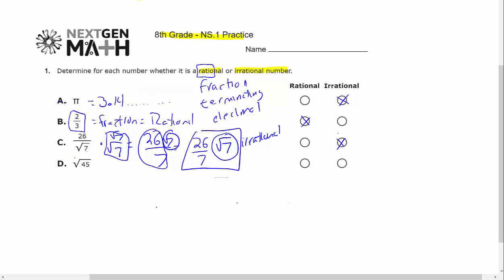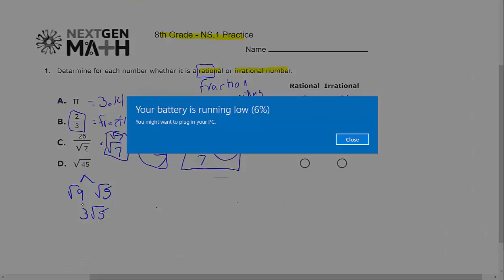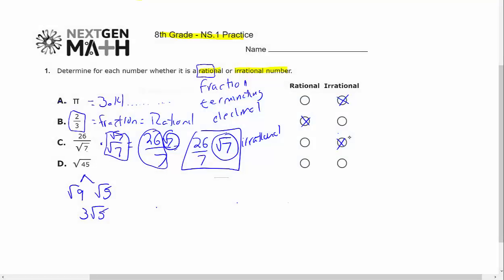And then the last problem, radical 45. Do a little factor tree. We can go radical 9 times radical 5. Radical 9 is the same thing as 3 times radical 5. And so for the same reason that we had previously, we have the square root of 5, which is irrational, multiplied by a rational number 3, and so that number is going to be irrational.